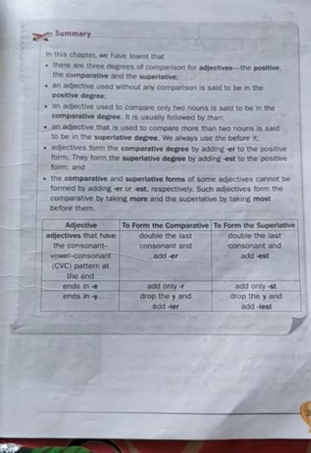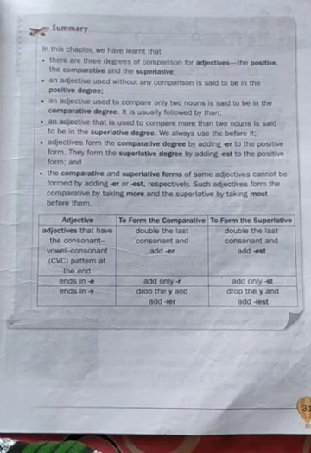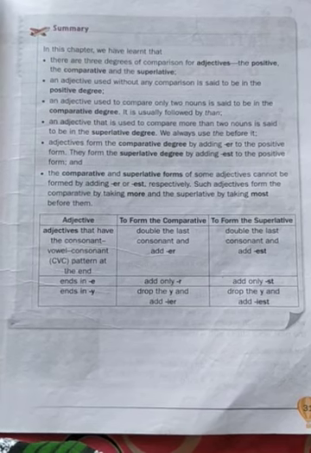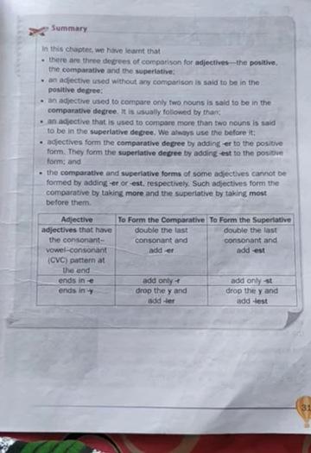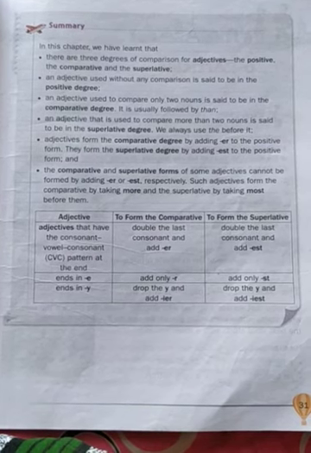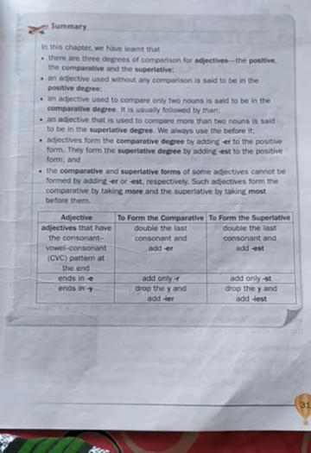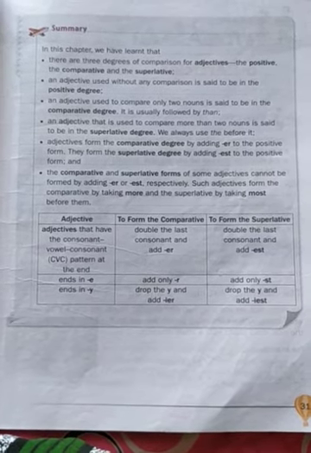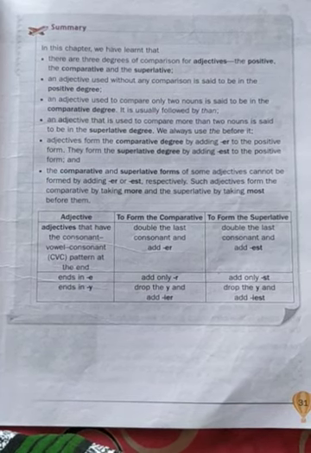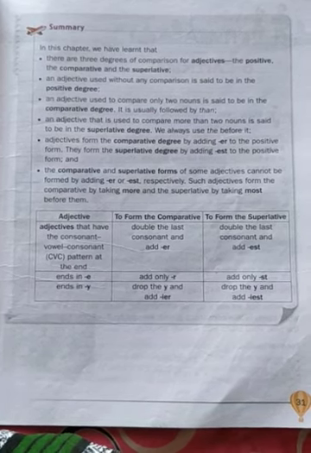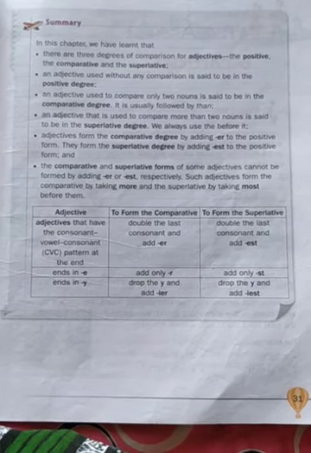An adjective used to compare only 2 nouns is said to be in the comparative degree. It is usually followed by than. An adjective that is used to compare more than 2 nouns is said to be in the superlative degree. We always use the before it. Adjectives form the comparative degree by adding er to the positive form. They form the superlative degree by adding est to the positive form.